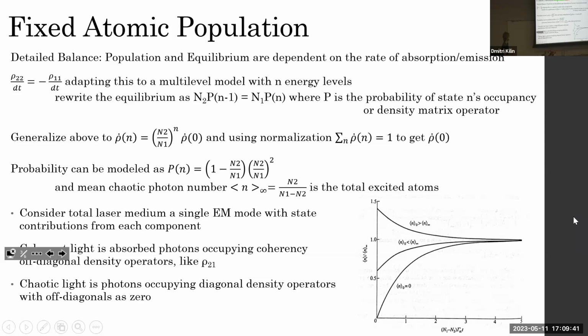What is N2 and N1? Oh yeah, I was going to talk about that here. So N2 and N1. N1 is the ground state, just ground state population. N2 is any excited state population. So it can be the first excited state or higher. And so when we generalize it, N2 will represent all of the excited electrons or excited atoms.